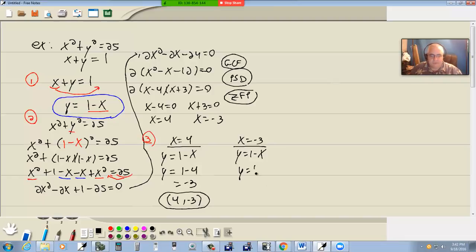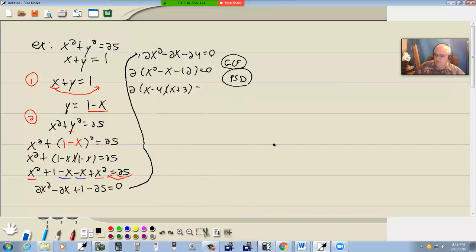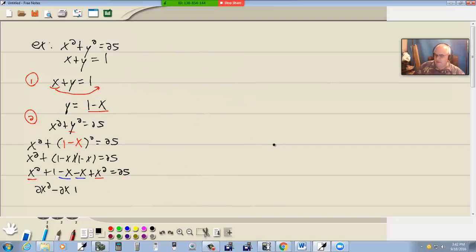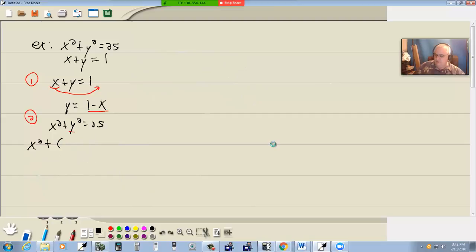Now here, I'm going to have 1 minus x, which is negative 3. So that gives us a negative, which is positive. So 1 plus 3 is 4. So this answer will be negative 3, 4. And those would be our two answers. Okay, let me clear that off. And then we'll look at our next problem.